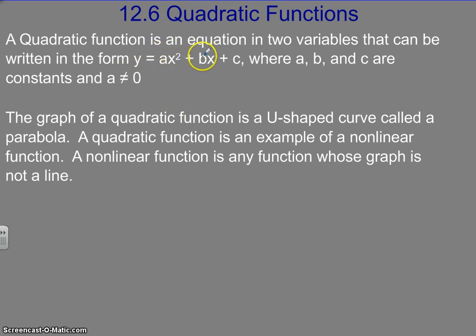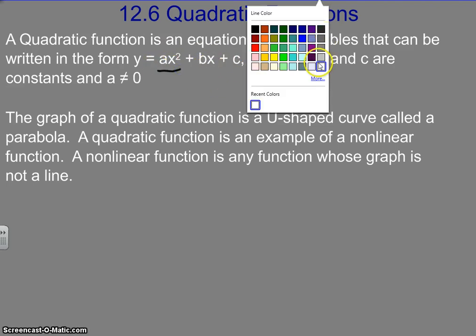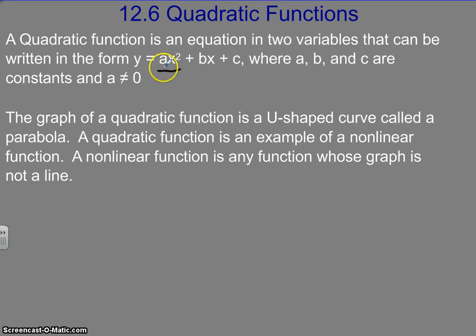Y equals ax squared plus bx plus c, where a, b, and c are constants. These are actually called coefficients. Okay, and a is not zero. Meaning, if a was zero, I wouldn't have an x squared there. I would just have bx plus c, which would be a linear equation. So with any kind of quadratic equation, I must have this term.